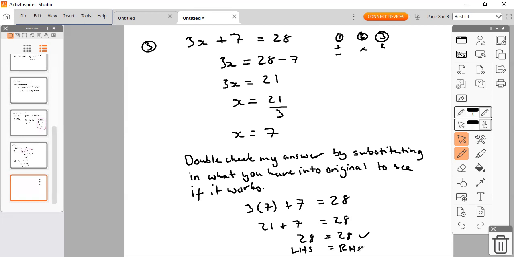You can do that at the end of your question: double check by going back to the start and substituting back in. Where the term x is, we'll just put the number 7 instead. You don't get extra marks or brownie points for it, but if you're double checking your answers at the end of the exam, go back and try it.